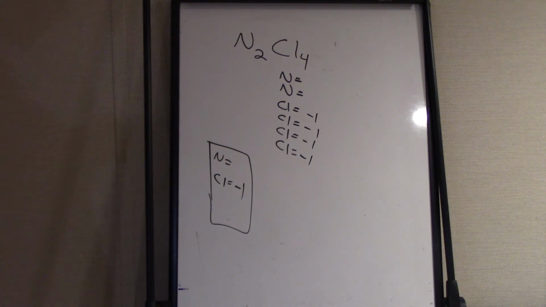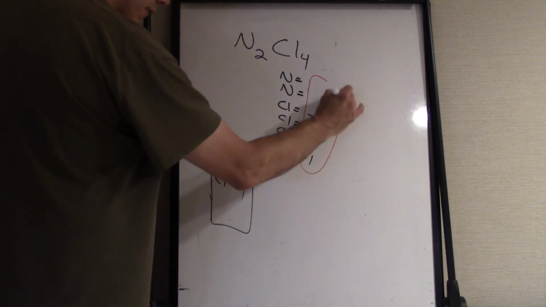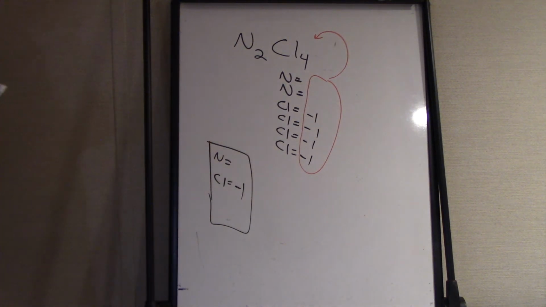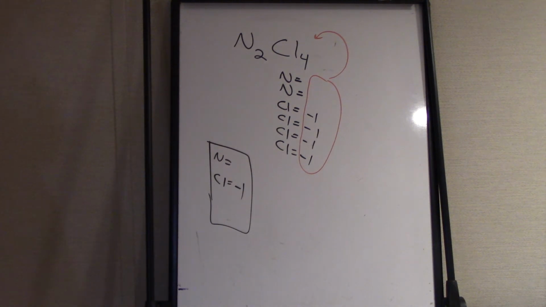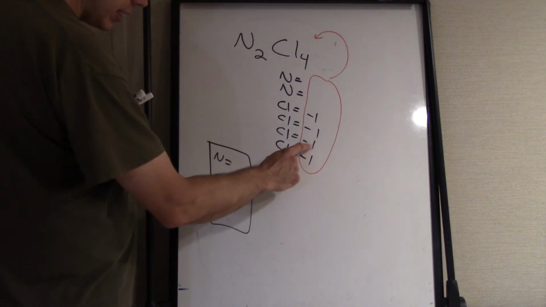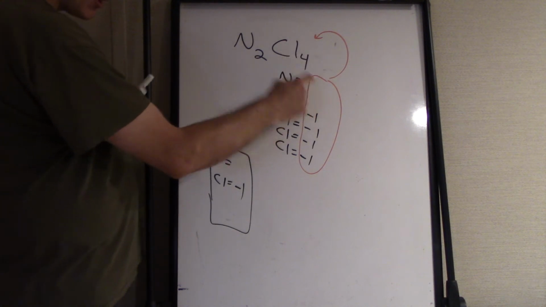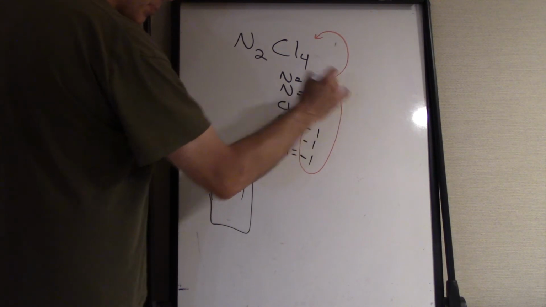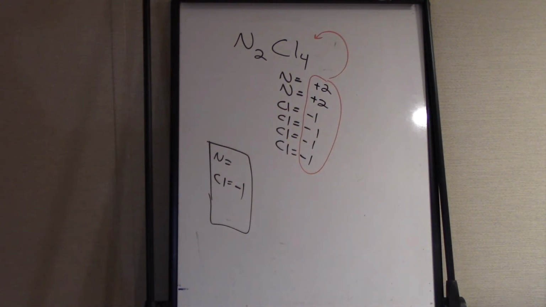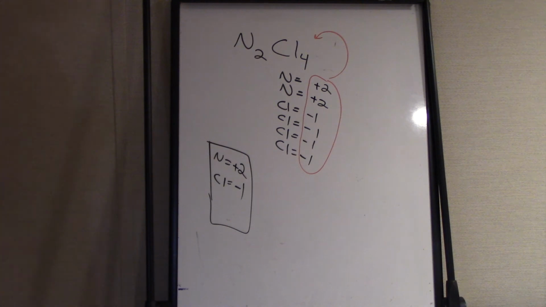Now I have to use that information to figure out what's going on with the nitrogen. Remember, the sum of all of these parts has to equal this total. This is a neutral molecule, so the total up here is 0. So I need to figure out how I can get up to 0. Well, -1, -2, -3, -4. So I'm at -4 through all the chlorines. To get up to 0, that's going to mean each nitrogen has to have an oxidation number of +2. That's the only way I could get up to my overall charge of 0. That means the oxidation number of the nitrogen is +2. The oxidation number of the chlorine is -1.